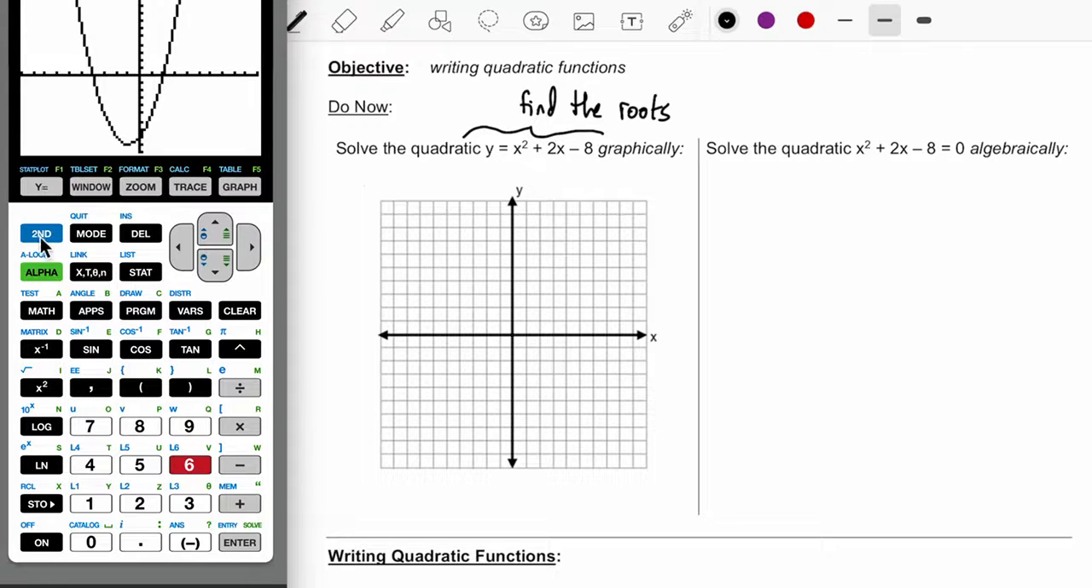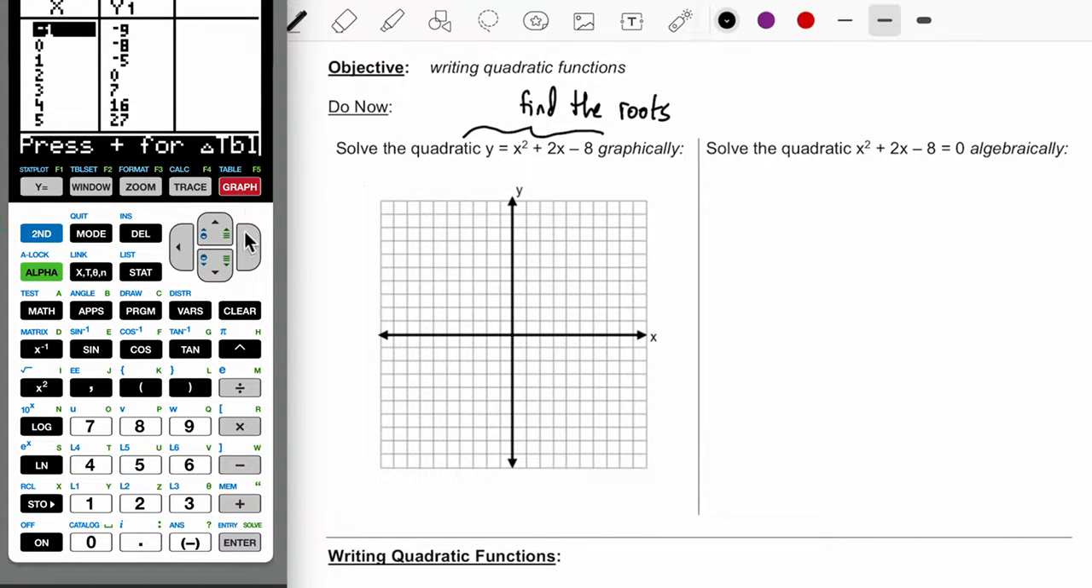All right, to do that, we hit second, graph, and we organize the table so that it's symmetric in the y column, 0 on the top, 0 on the bottom, -5, and so on. That's the table of values. We plot those points.